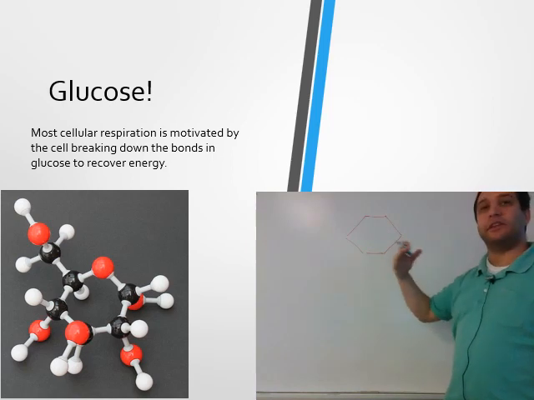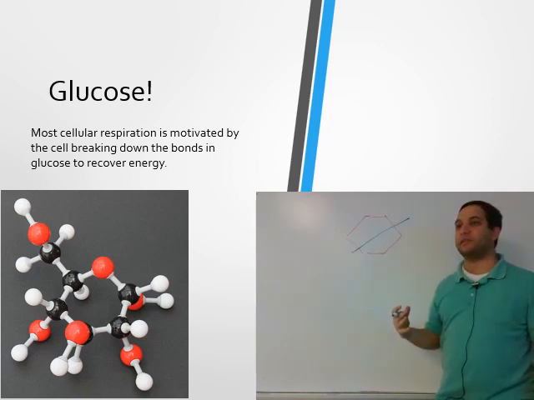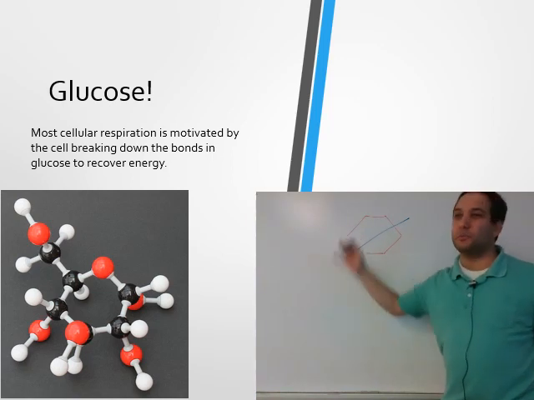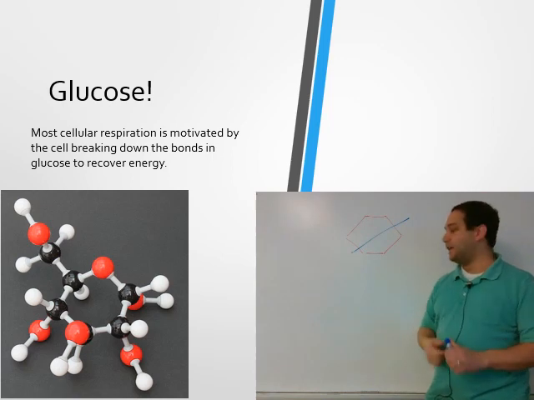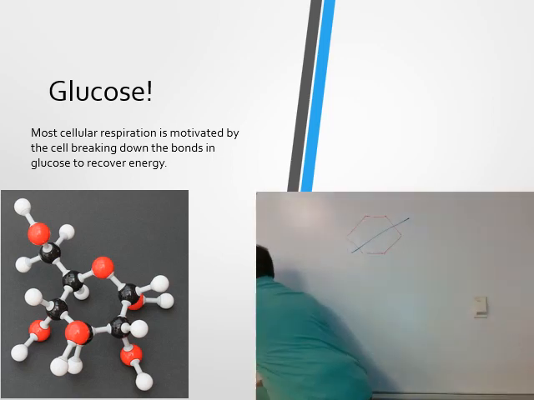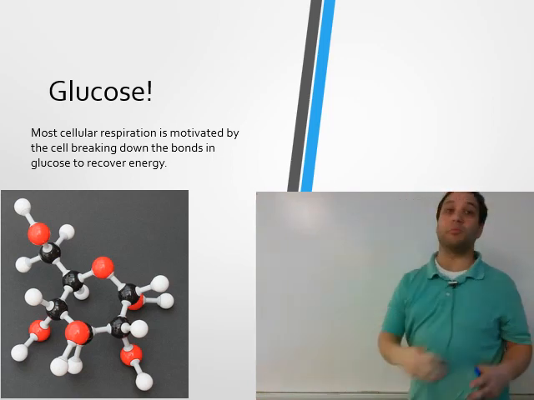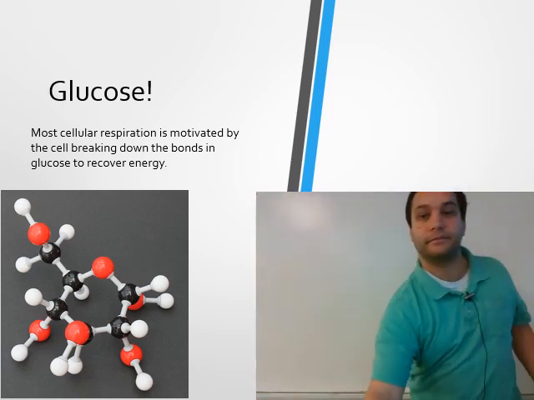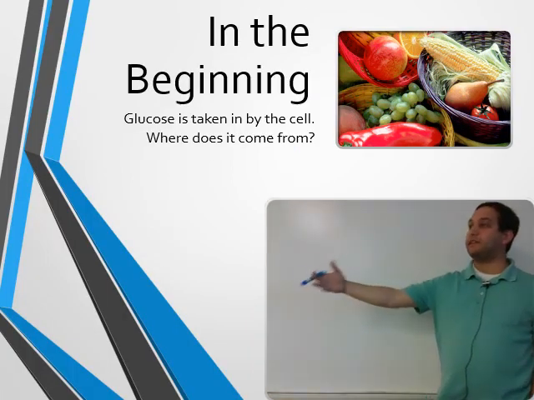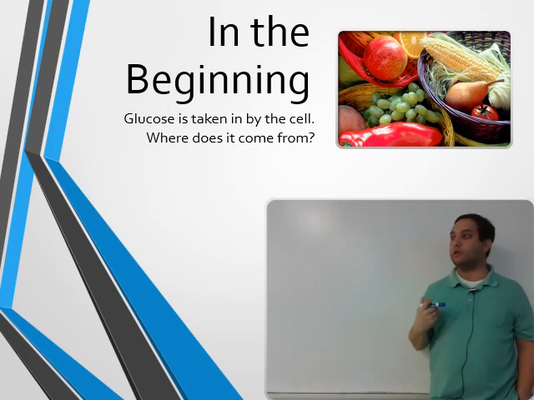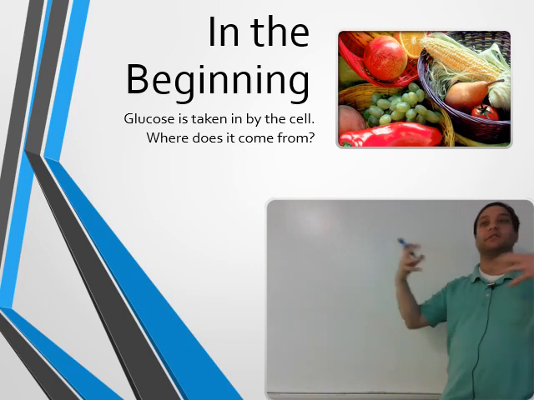The first thing you do in cellular respiration is you start breaking bonds. If you break a bond, what's released? Energy. Next thing you do, you break another bond. What's released? Energy. Glucose has a ton of bonds, so it can break down and release energy very easily. So glucose gets taken in by the cell, and the cell can break it down, get some energy from it.